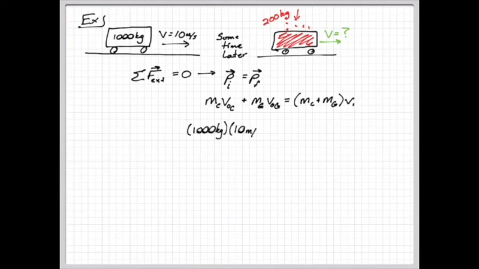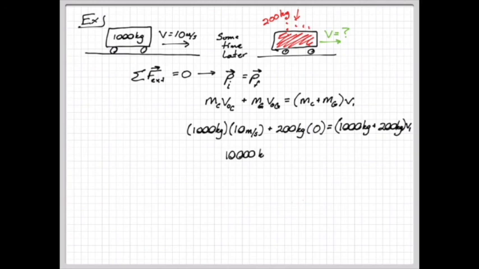We have a 1,000 kilogram cart moving at 10 meters per second, plus 200 kilograms of gravel, but initially the gravel was not moving, so its velocity is 0. Then the total mass is 1,000 kilograms plus 200 kilograms, times the unknown final velocity. So 1,000 times 10 is 10,000. 1,000 plus 200 is 1,200 kilograms. And then solving for v, we get 8.3 meters per second.